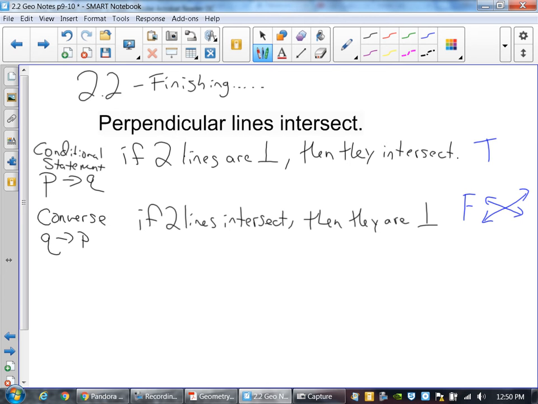So the inverse here, I'm going to show you another new symbol. What we do is we use this: not P implies not Q. Where this upside down backwards 7 stands for the word not. Sometimes they use a tilde, means the same thing. So we have conditional, your original, P implies Q. Converse. Inverse.